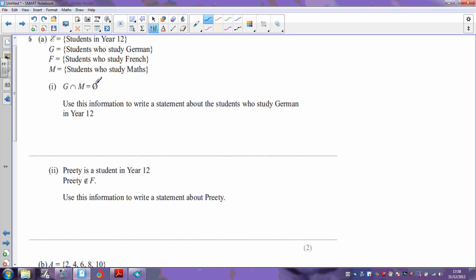This symbol here is the empty set. So in other words, we've got G intersection M is empty. In other words, there are no members of G intersection M. In other words, there are no students who study both German and maths. So you could just write something along those lines. So if you like, no one studies German and maths.